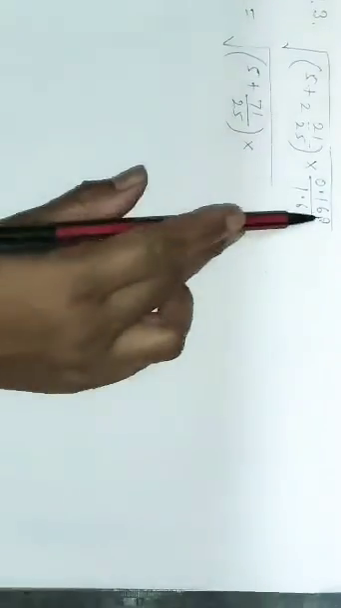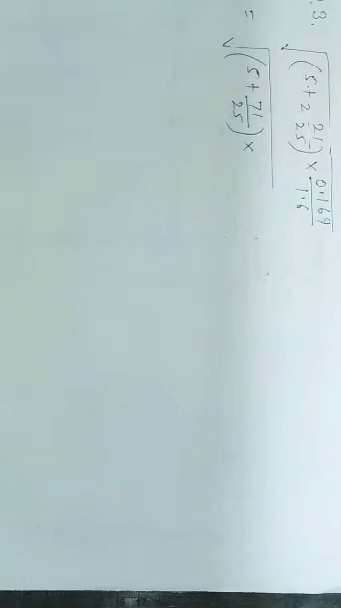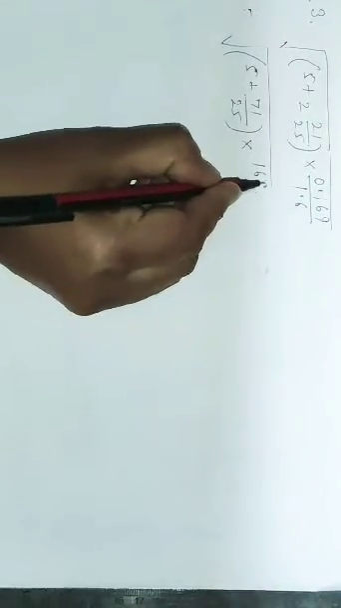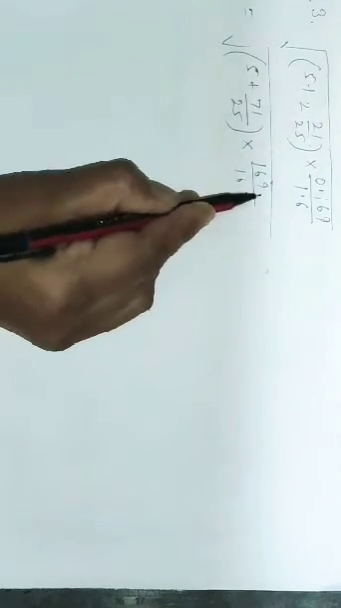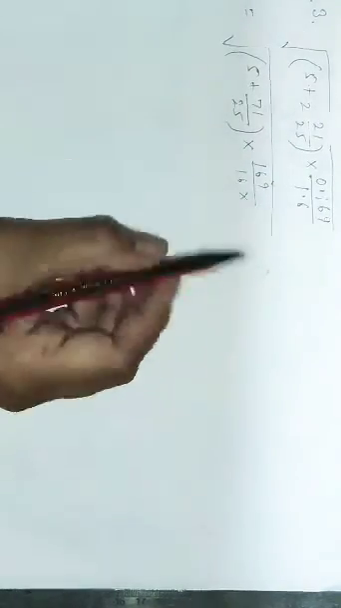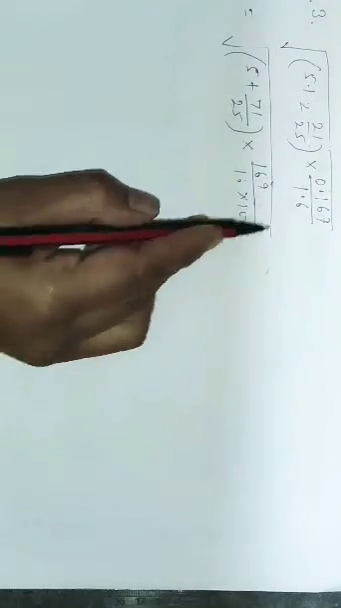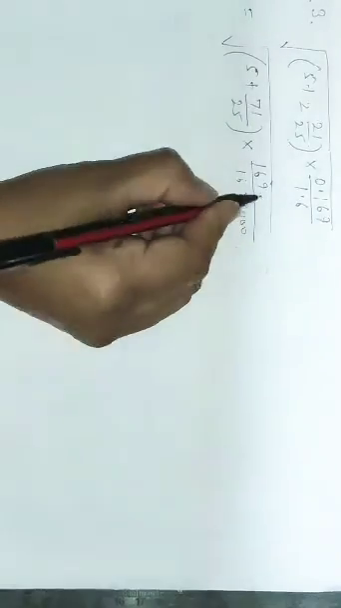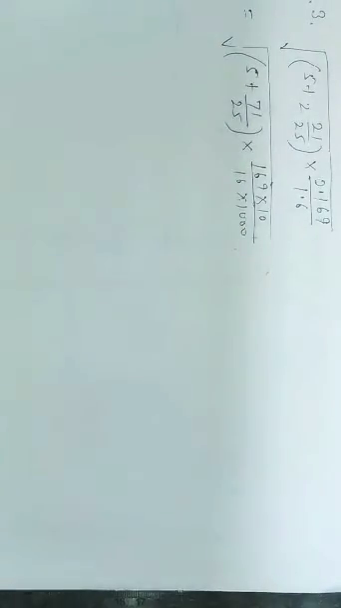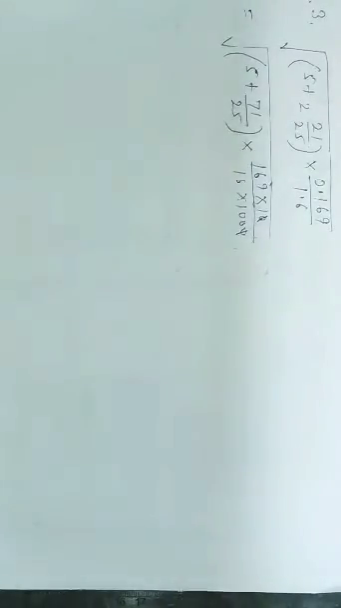Here, because both numerator and denominator are in the form of decimal, so I will remove the decimal first. When I remove the decimal from the numerator, we have 3 digits. So I will write here 1000, 1 followed by 3 zeros. To remove the decimal from the denominator, I have 1 digit after the decimal. So I will multiply it with 10. And now I can cancel these two zeros together.